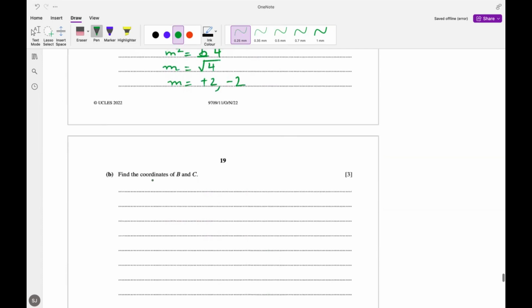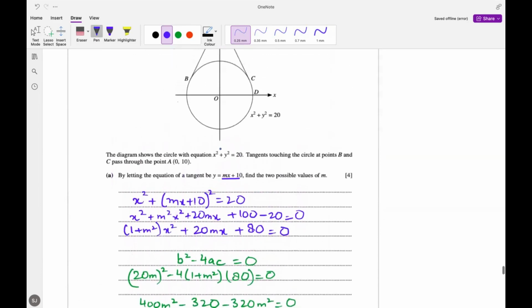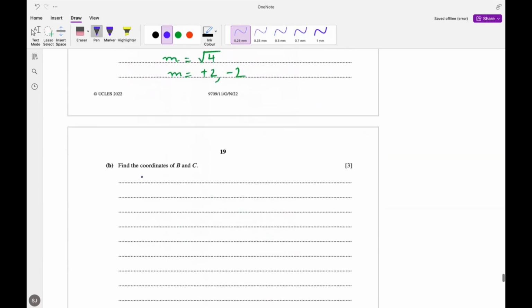In part B, we have to find the coordinates of B and C. Now, as we have the m values for the two tangents, one of them is plus 2 and the other is minus 2. So we can now solve the equation simultaneously.